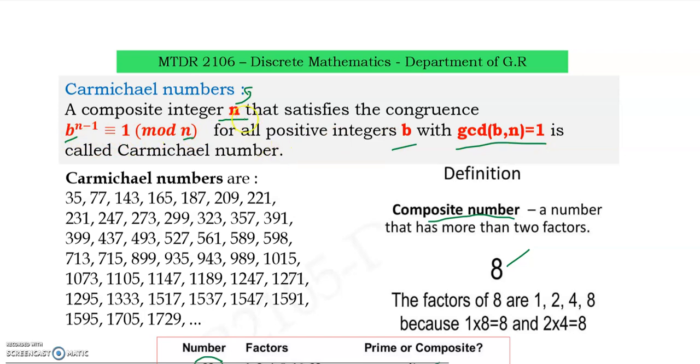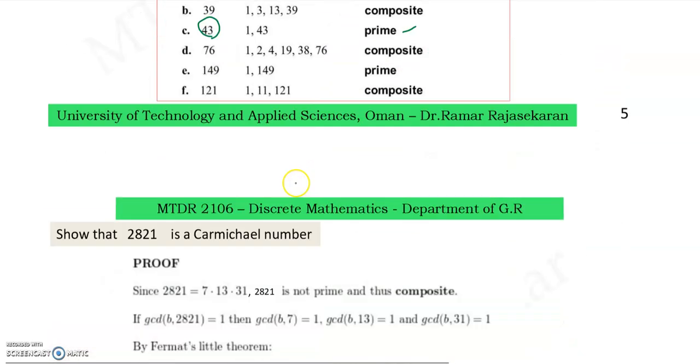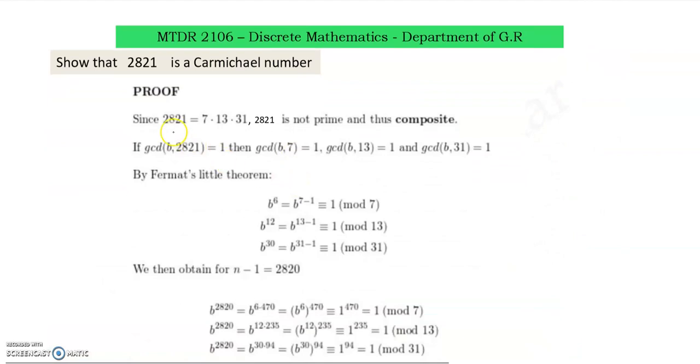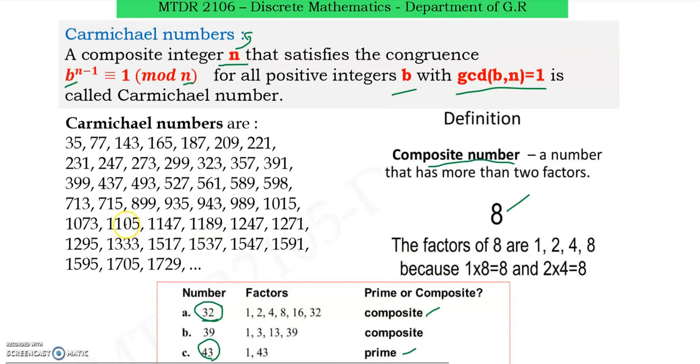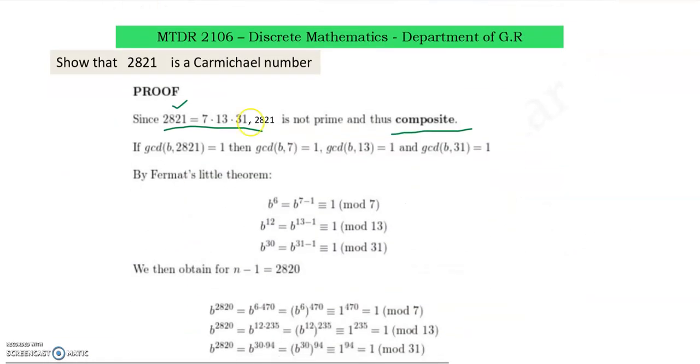We can conclude that N is a Carmichael number. Now here you see how we start the proof. Since 2A21 is equal to 7 multiplied by 13 multiplied by 31, we can say that 2A21 is a composite number first. That is what is given in the definition also. Now it is a composite number.